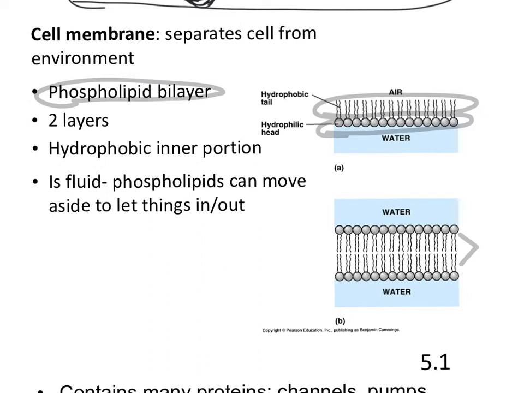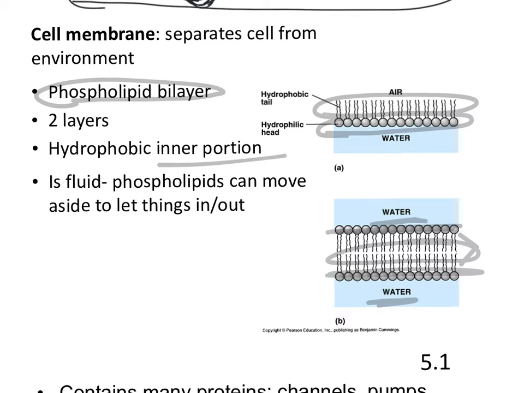You can see that the way that the bilayer is arranged, there is a watery environment inside the cell and a watery environment outside of the cell. So the membrane has to be arranged so that the phosphates touch the watery section and the very hydrophobic tails are away from the water. So the inner portion of the membrane is hydrophobic. The outer portion touches the watery inside and watery outside.